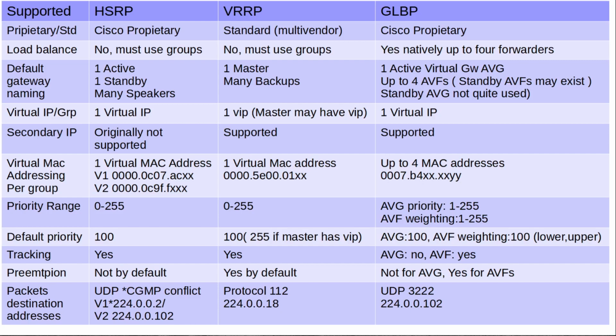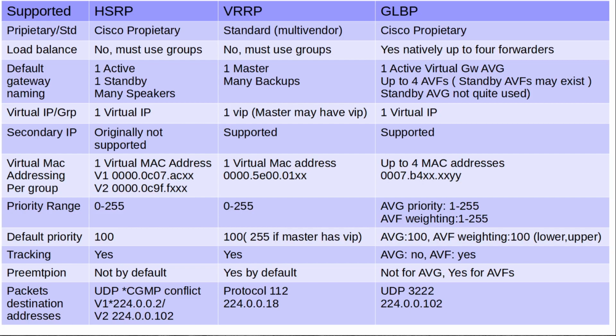Preemption is not enabled by default for HSRP. It is enabled by default for VRRP. It is not enabled for AVGs, but it is enabled for AVFs. Those are the multicast addresses that are used for each protocol.